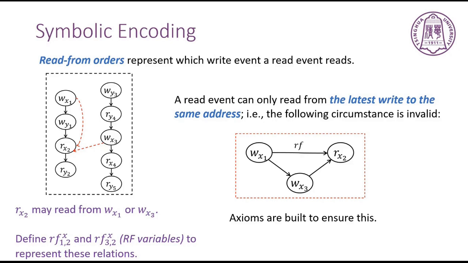Note that a read event can only read from the latest write event to the same address. In the following circumstance, x2 reads from x1, but x3 happens between them, so x2 should read from x3 instead. Therefore, this circumstance is invalid. We build axioms to eliminate such invalid situations.